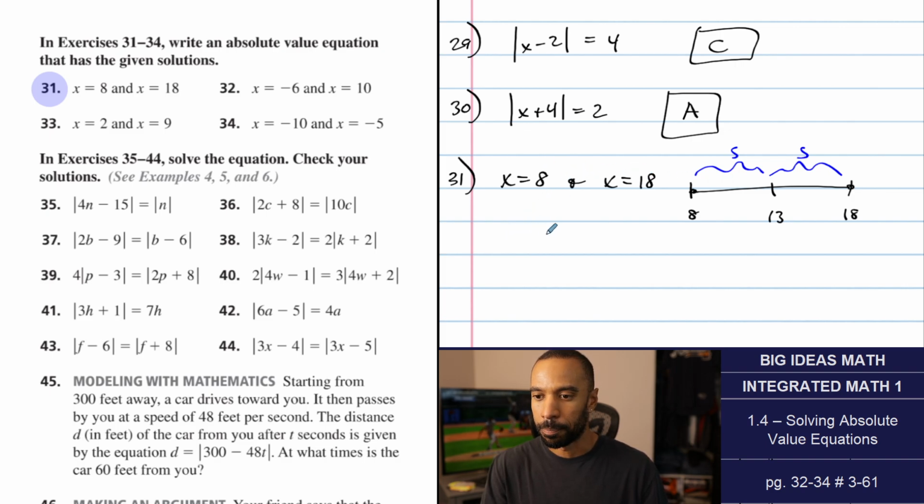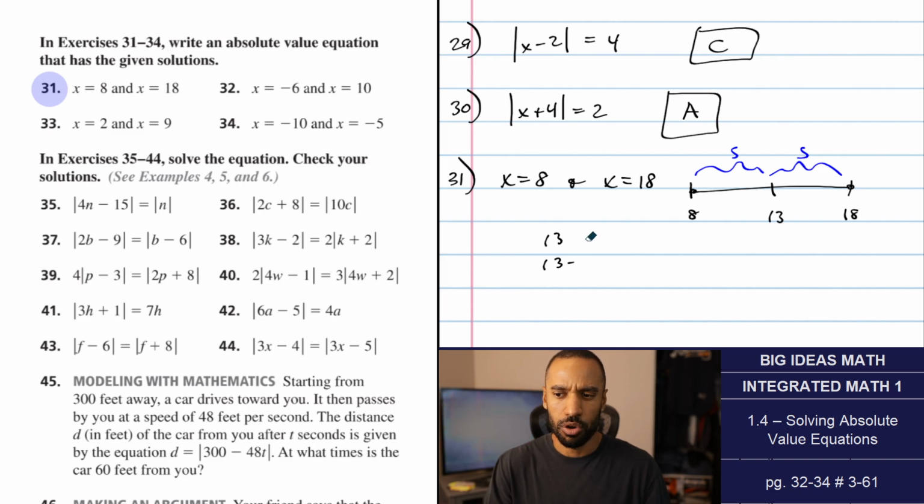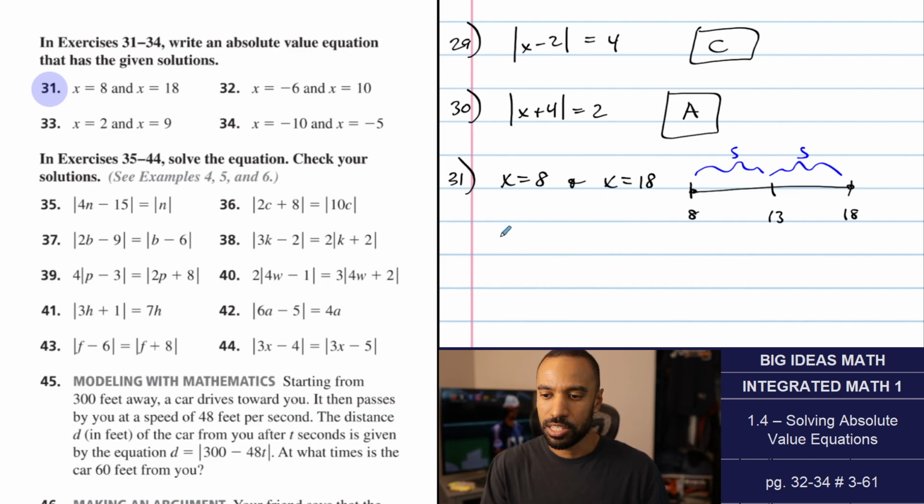Therefore, 13 plus 5 is 18. 13 minus 5 is 8. If you subtract the 13 over with x, hopefully we've been recognizing this, 8 and 18 are the distance from 13 that give you 5 units away.